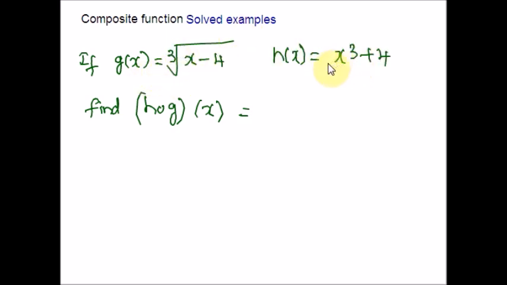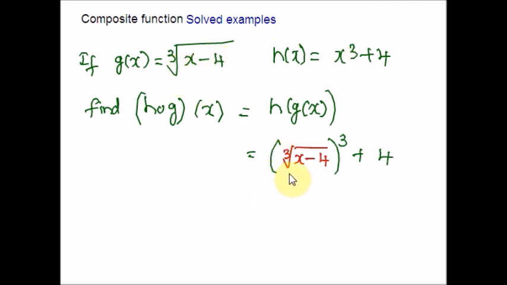I'll explain with the law of exponent. So in this question we are given two functions, g of x and h of x. We are asked to find h of g of x. First I'm going to rewrite this. This could be rewritten as h of g of x. Am I right? So what is h of x? x cubed plus 4. I'm going to replace x by the function g of x. g of x is nothing but the cube root of x minus 4.